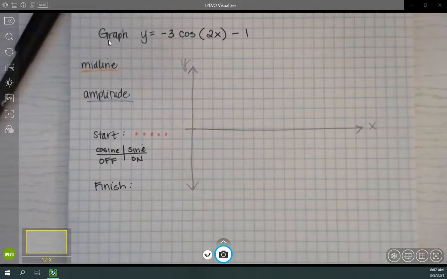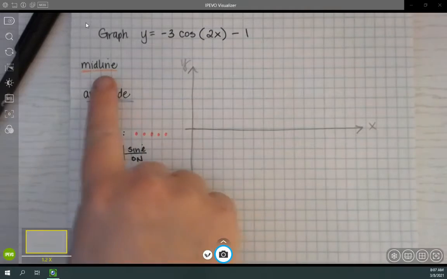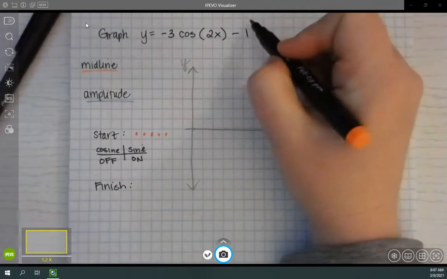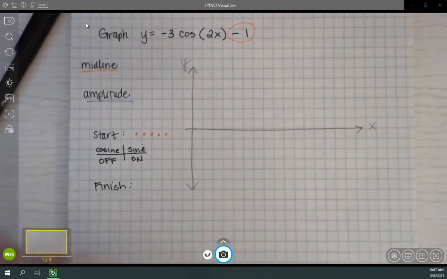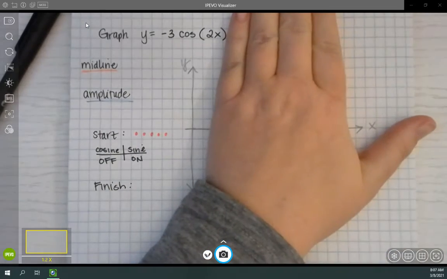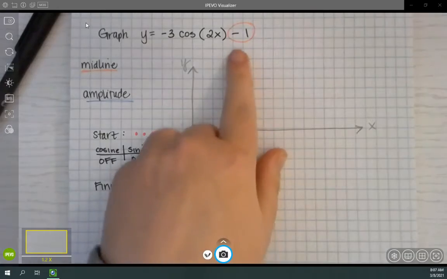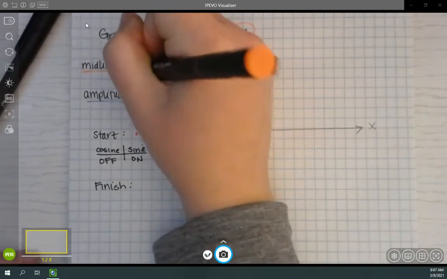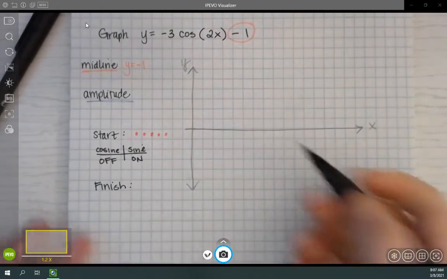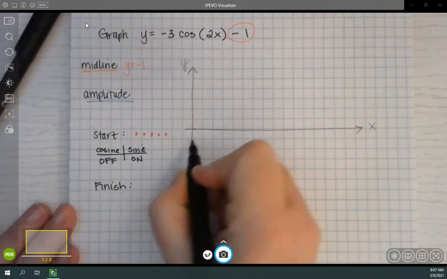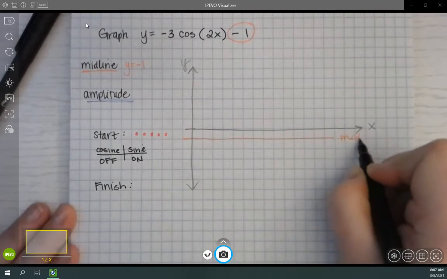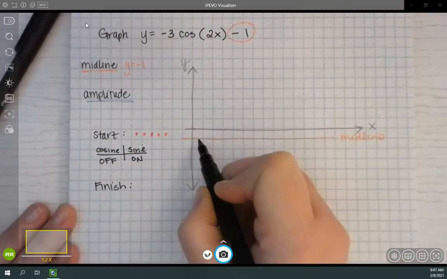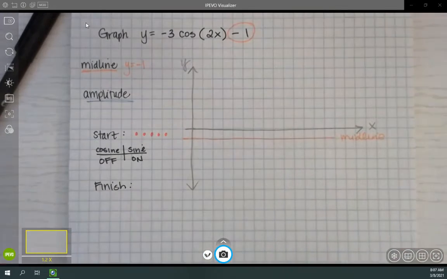In this video, we're going to graph a cosine function. First we want to start by finding the midline. My midline is that vertical change, or the last number at the end. If there is no number, then it would just have been 0. But here I have a -1. My midline is -1. So I'm coming down on the y-axis, finding -1 and drawing my midline. This is going to be the middle of my curve.